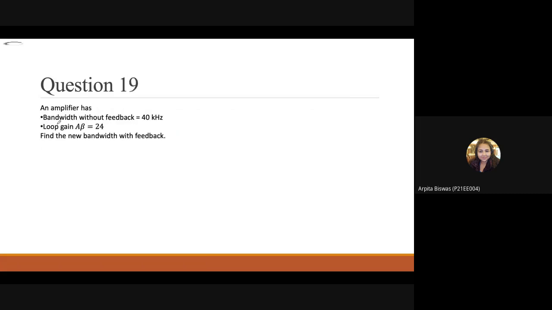Question number 19. An amplifier has bandwidth without feedback of 40 kilohertz and loop gain A beta equal to 20. So find out the bandwidth with feedback. I think this type of question we have already solved. Ma'am, 1000 kilohertz. Okay, Manoj and Jen. Yes, ma'am, 1000 kilohertz. Jen, have you calculated? Yes, ma'am, getting the same answer. Okay, so same formula.